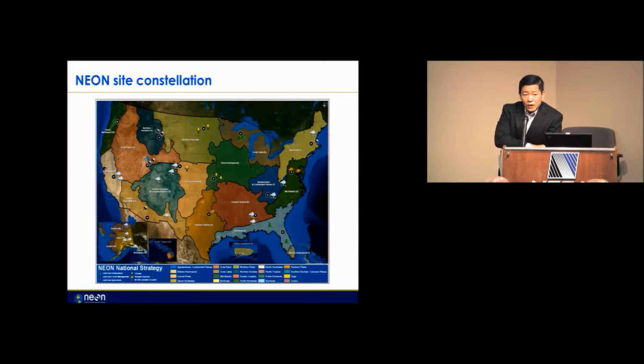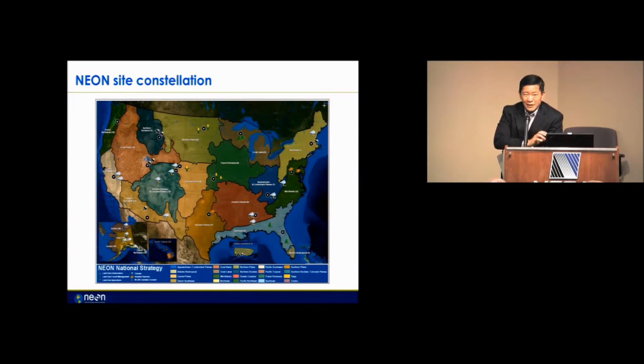What you're looking at is the NEON site constellation, the suite of 60 sites throughout the U.S. that collect environmental data in a consistent manner all throughout the continent, and that includes Alaska, Hawaii, and Puerto Rico. So we're talking about on the order of 500 distinct measurements at each of these 60 locations.